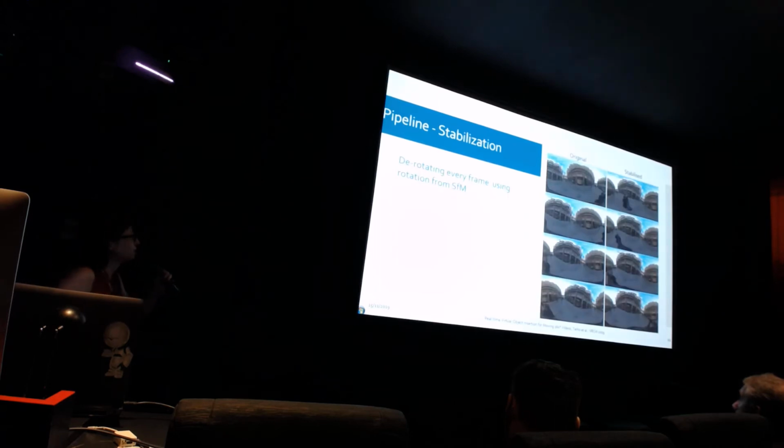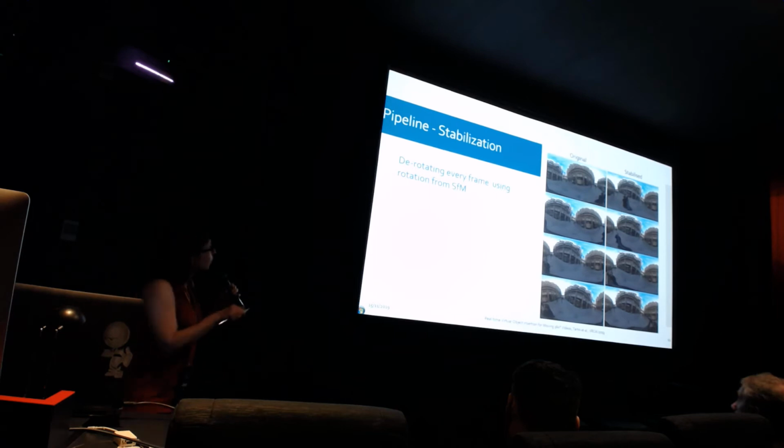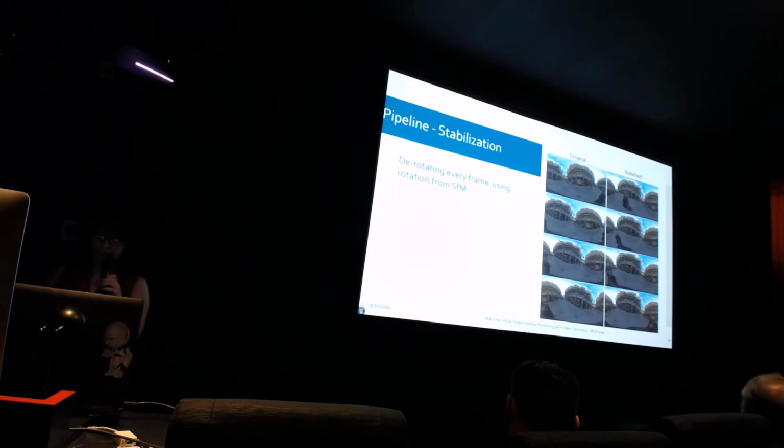So to stabilize the video, we just derotate every frame using the rotation we calculated in the structure from motion part. And in this example, the camera was moving on a circle looking outwards. And after stabilization, it points in the same direction no matter where it is.